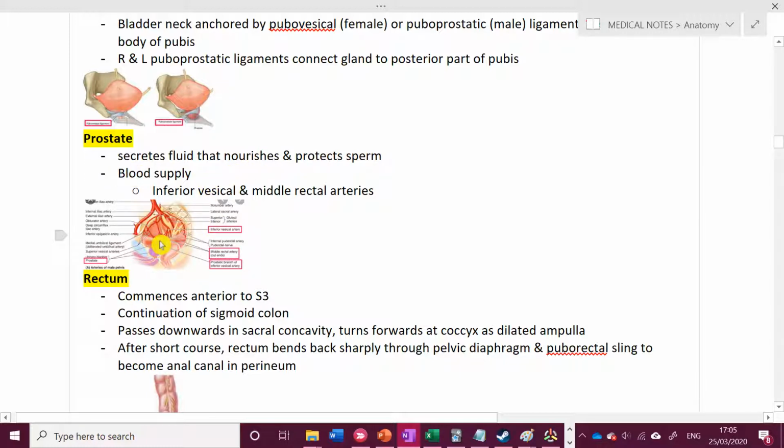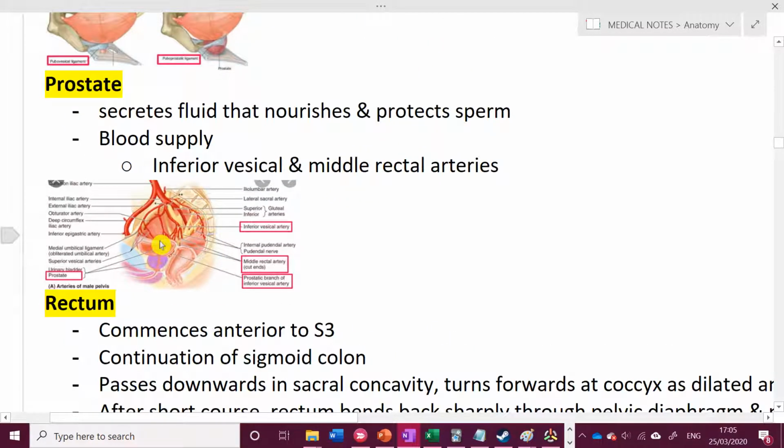Blood supply is, as you probably guessed, a branch of the internal iliac arteries. So it's the inferior vesical and the middle rectal arteries. Inferior vesical artery and middle rectal artery supplying the prostate here.